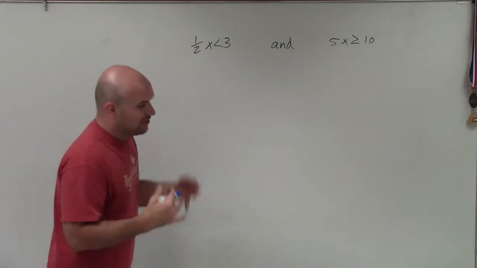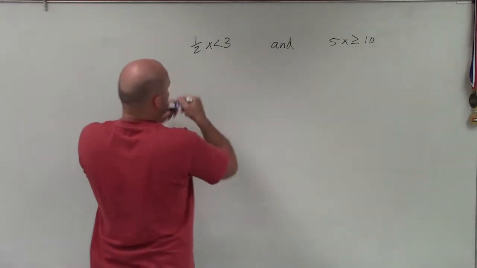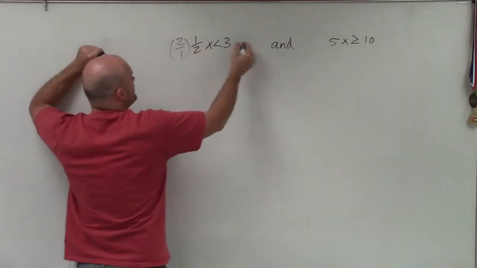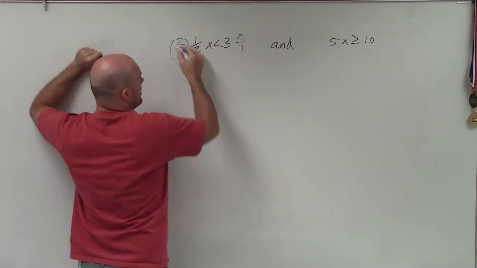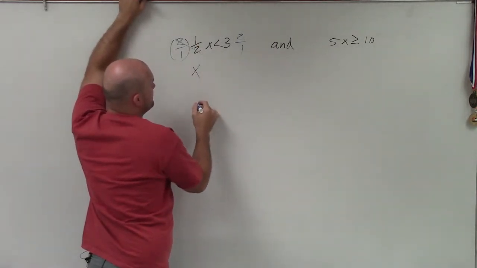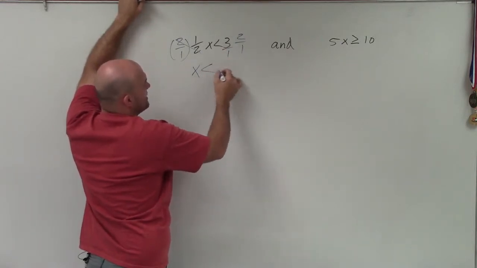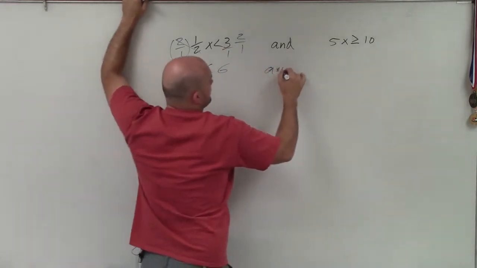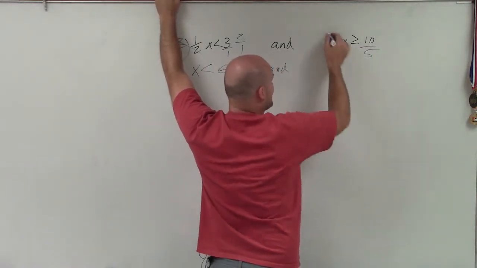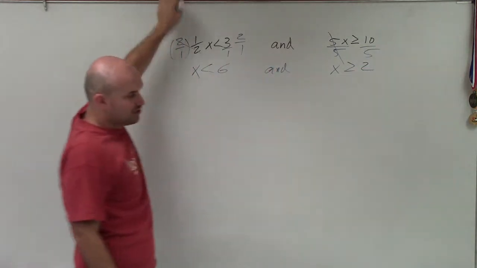So first of all, though, let's figure out what exactly our solutions are. So we need to solve for x. You can see here I have 1/2 times x. So to undo that, I can multiply by the reciprocal on both sides. Now, any number multiplied by its reciprocal equals 1. So now that's equal to x. And then here you can rewrite that as over 1. So then x is less than 6. And here I just undo multiplying by 5 by dividing. So I have x is greater than or equal to 10 divided by 5, which is 2.